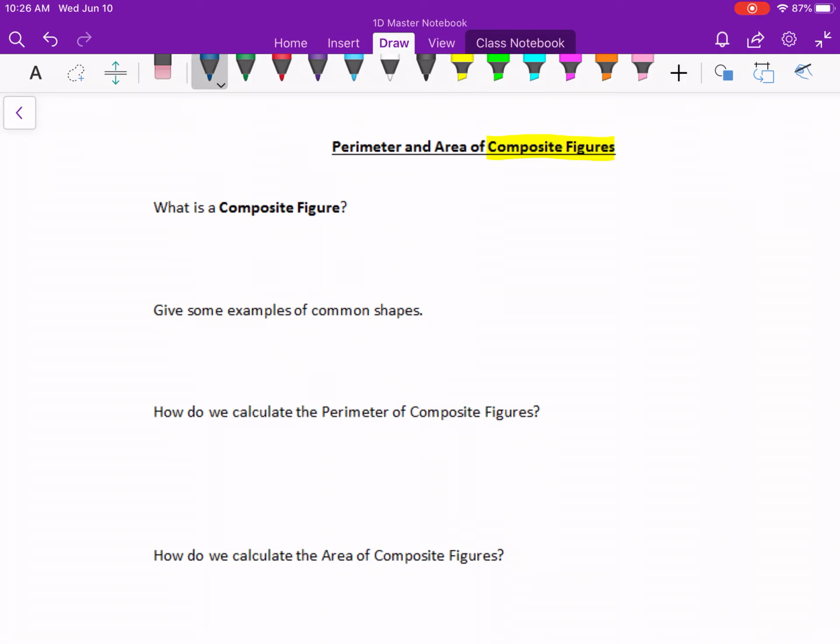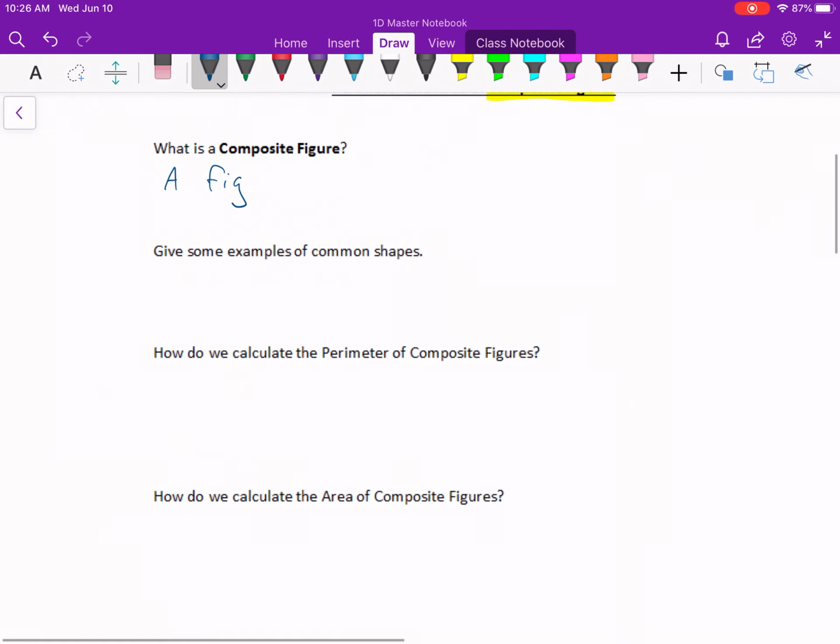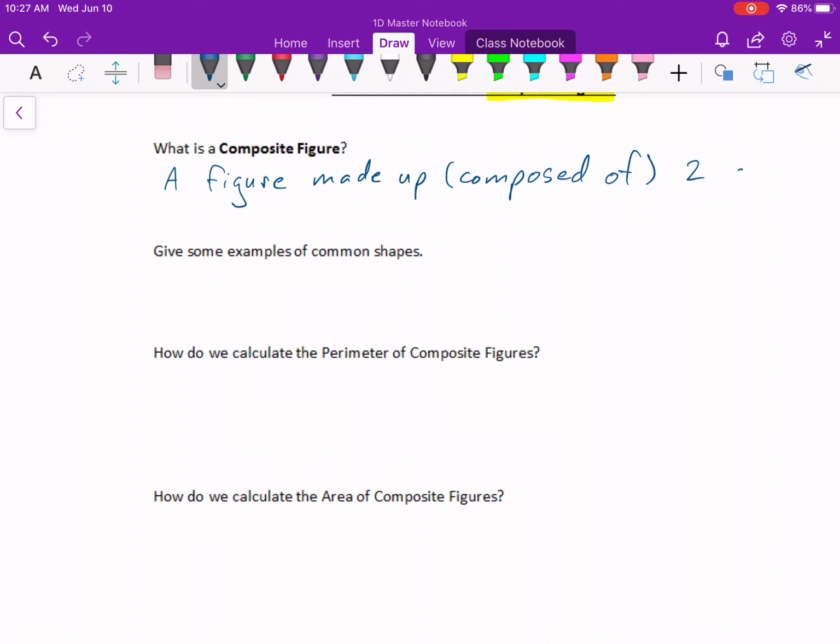So let's just fill that in. Composite figure is, let's make this bigger so I can write a little bit neater. I guess that's as big as it goes. Made up, as in composed of, that's where the idea of composite comes from, composed. I'm going to call them regular shapes.